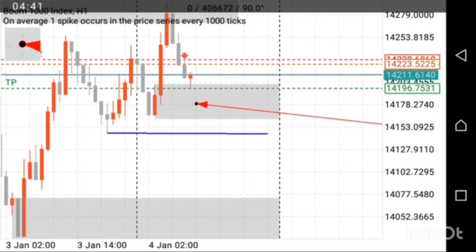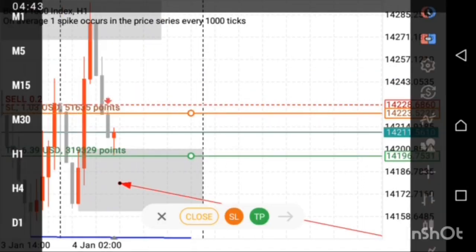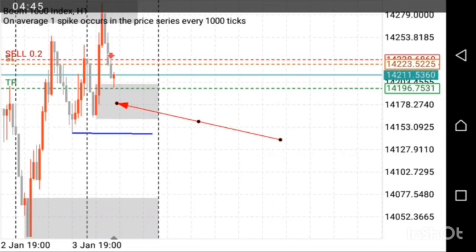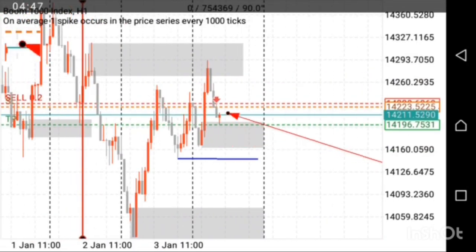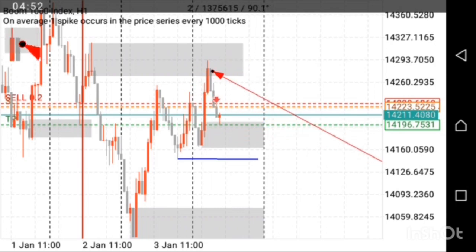And when the market taps into your demand zone, what are you expecting? What should you be expecting? You should be expecting the market to buy up. And if it taps into your supply zone, be expecting the market to sell down.